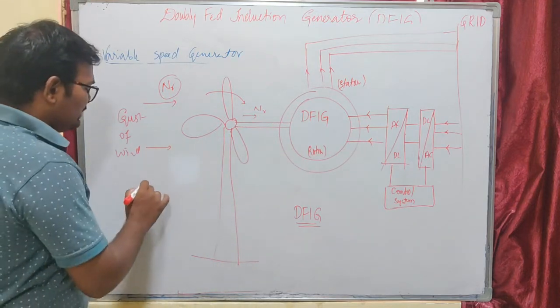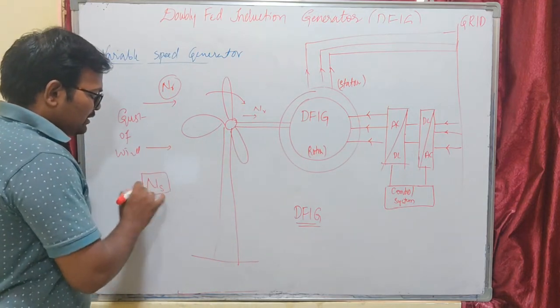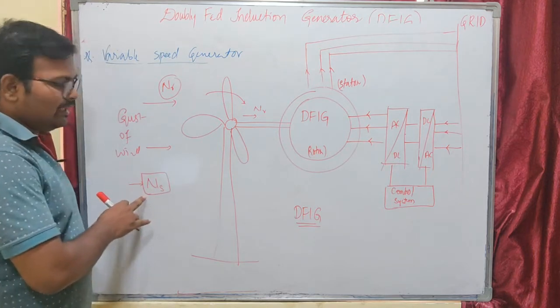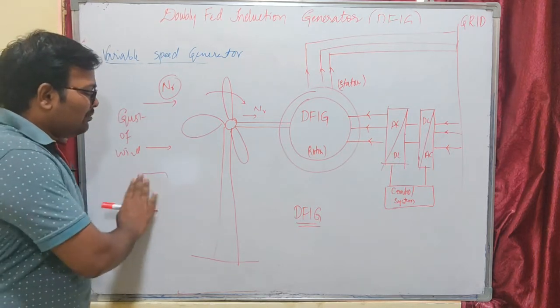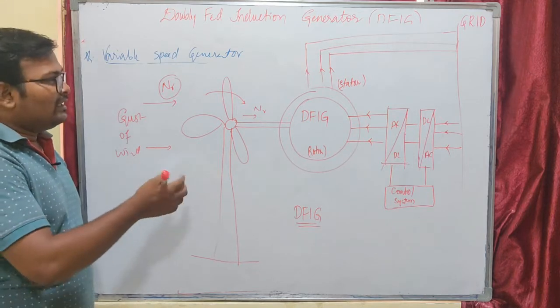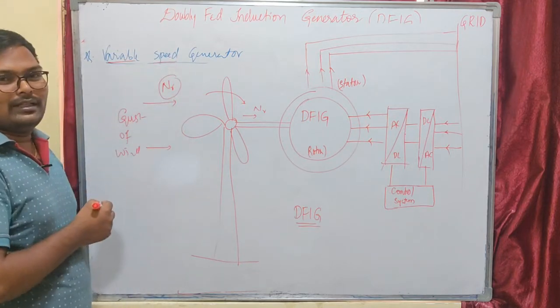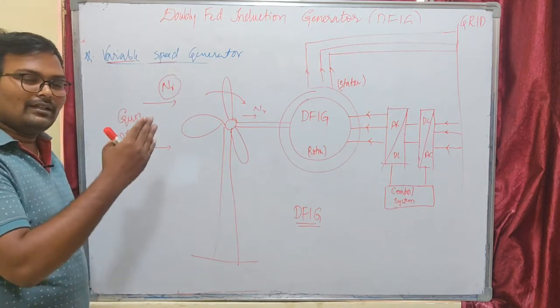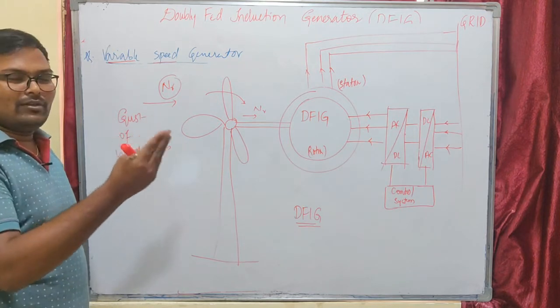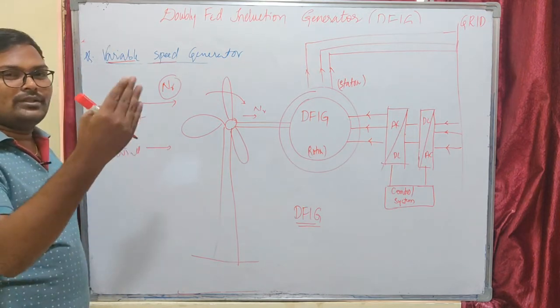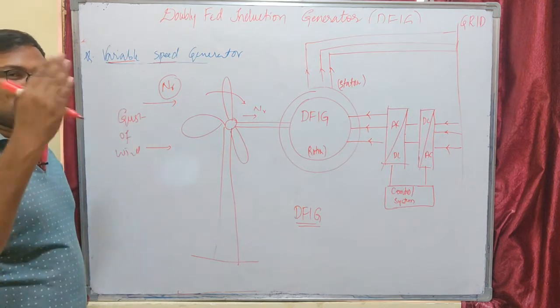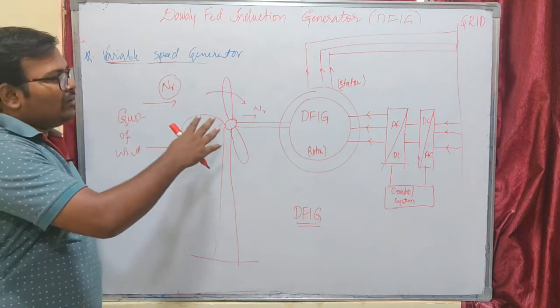For a synchronous generator, you need to give a constant speed as mechanical input. But our doubly fed induction generator is a variable speed generator. That means it can generate power even in the subsynchronous mode of operation, when the rotor speed is less than synchronous speed, or in the super synchronous mode, when the rotor speed is greater than synchronous speed.